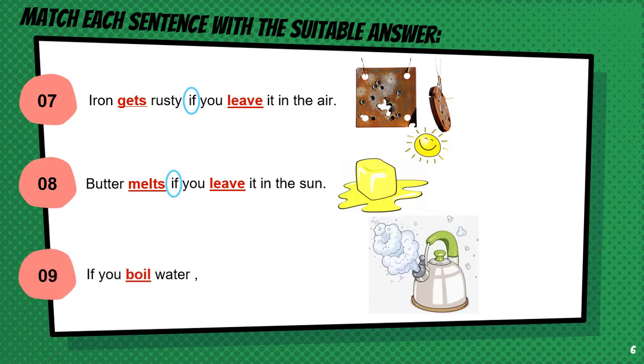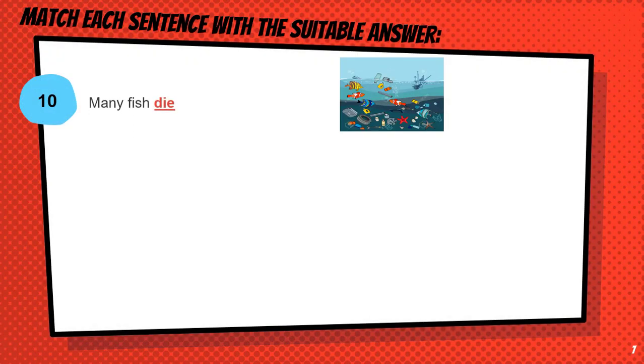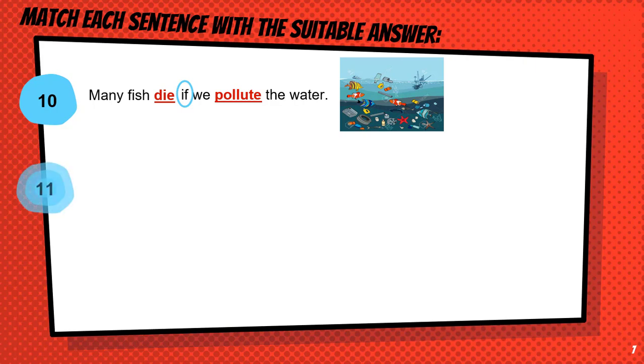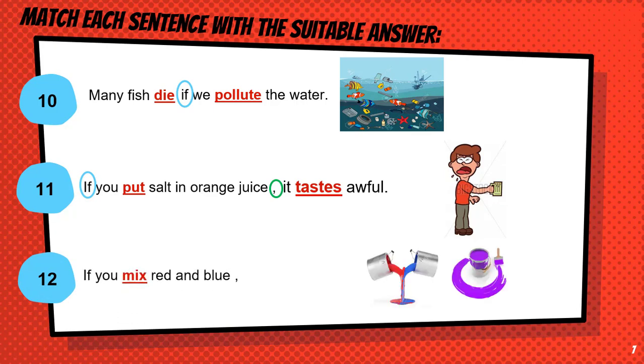If you boil water, water vapor comes out. Question number 10. Many fish die if we pollute the water. Number 11. If you put salt in orange juice, it tastes awful. Number 12. If you mix red and blue, you get purple.